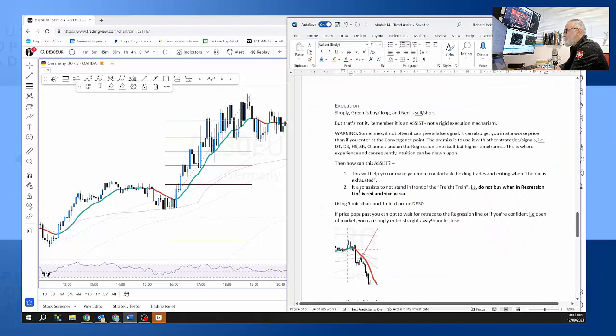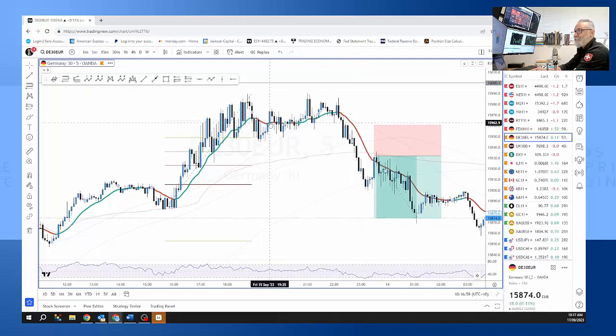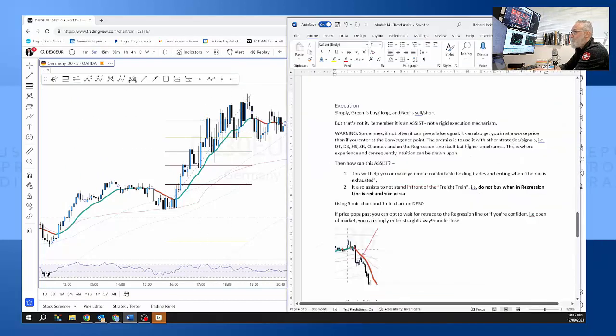Green is long, buy. Red is sell, short. Pretty simple stuff. But obviously that's not it. Remember, it's there for an assist and not a rigid execution mechanism. Warning: sometimes you can get false signals, here, when it's going sideways. So if it's going sideways, what we need to do is play this with a modicum of intelligence.